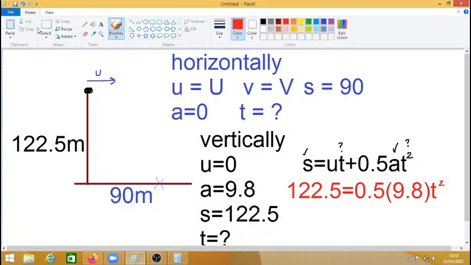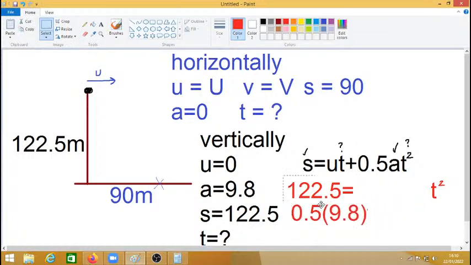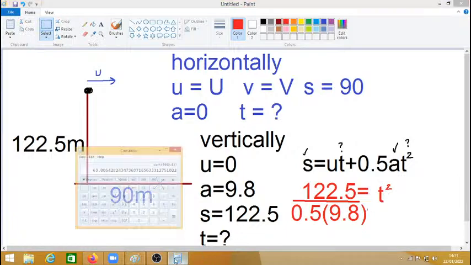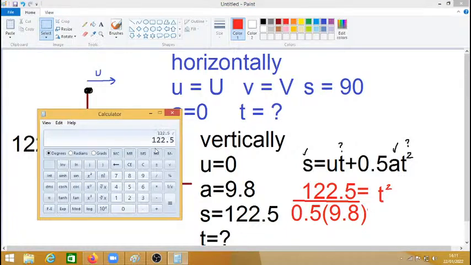Okay, let's rearrange and work out what t is. So first thing I'm going to do is just move this over as a divide. And that means I can just type it in and then square root it, and that'll give me t. Okay, let's try that. 122.5 divided by 0.5 times 9.8 gives me 25.